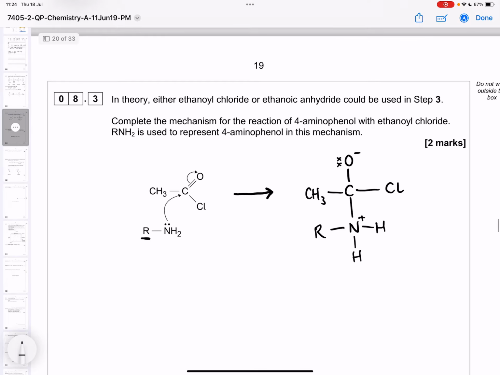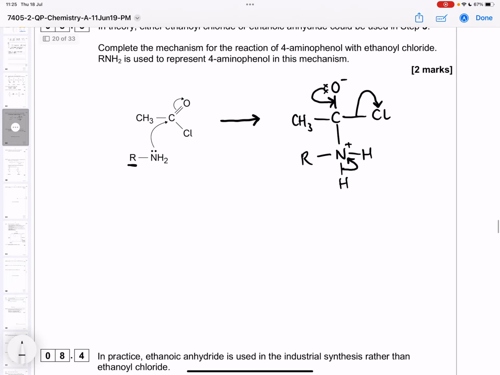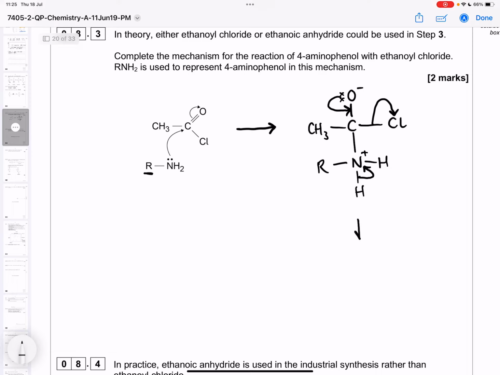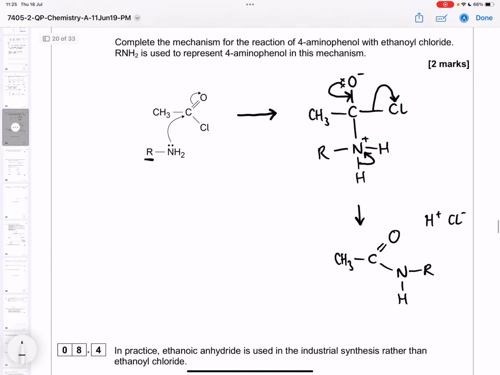So we need this intermediate with 1 lone pair, 2 charges, and then we're going to add 3 curly arrows. So it's the 1, 2, 3 of nucleophilic addition elimination. So we've got 1 lone pair, 2 charges, and 3 curly arrows. So we're going to reform the double bond, kick out the chlorine, and deprotonate the amine group. So we've ended up reforming the double bond, losing the Cl, keeping the R group, keeping one of the hydrogens, and we've eliminated H plus and Cl minus.